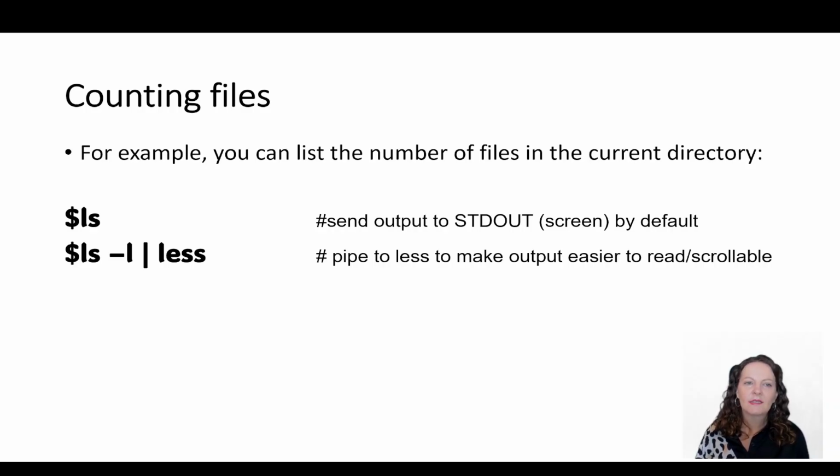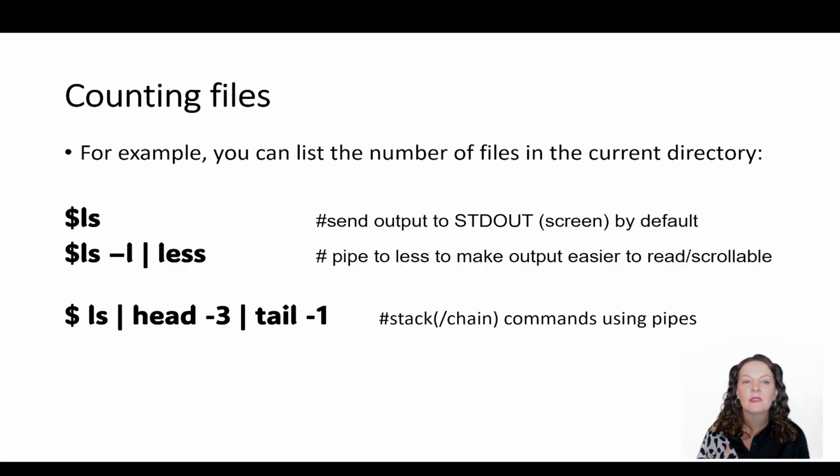Counting files. We've used this pipe from almost day one, because sometimes if you run a command and it starts whizzing down the screen because the output is so long, then you can make it scrollable. A very simple way to do that is just piping it into a command called less. It'll make it easier to read.